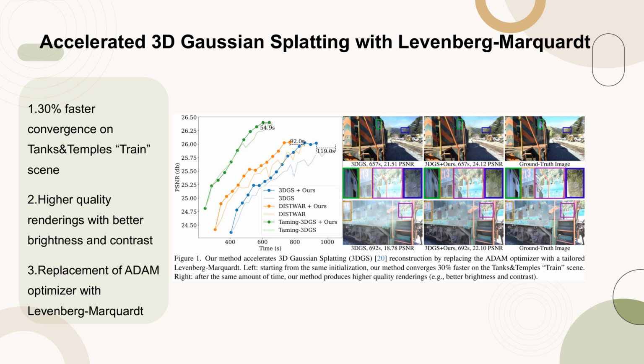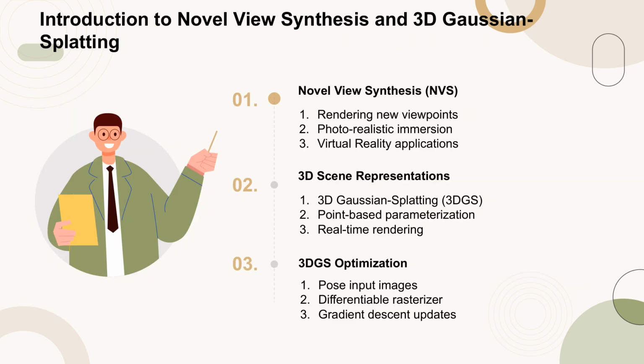Novel view synthesis, NVS, is the process of rendering a scene from new viewpoints using a set of input images. This technique is crucial for achieving photorealistic immersion in virtual reality applications, allowing users to explore captured scenes freely. Among various 3D scene representations, 3D Gaussian splatting, 3DGS, stands out. It represents the scene as a set of 3D Gaussians, enabling real-time rendering and high-quality image synthesis.